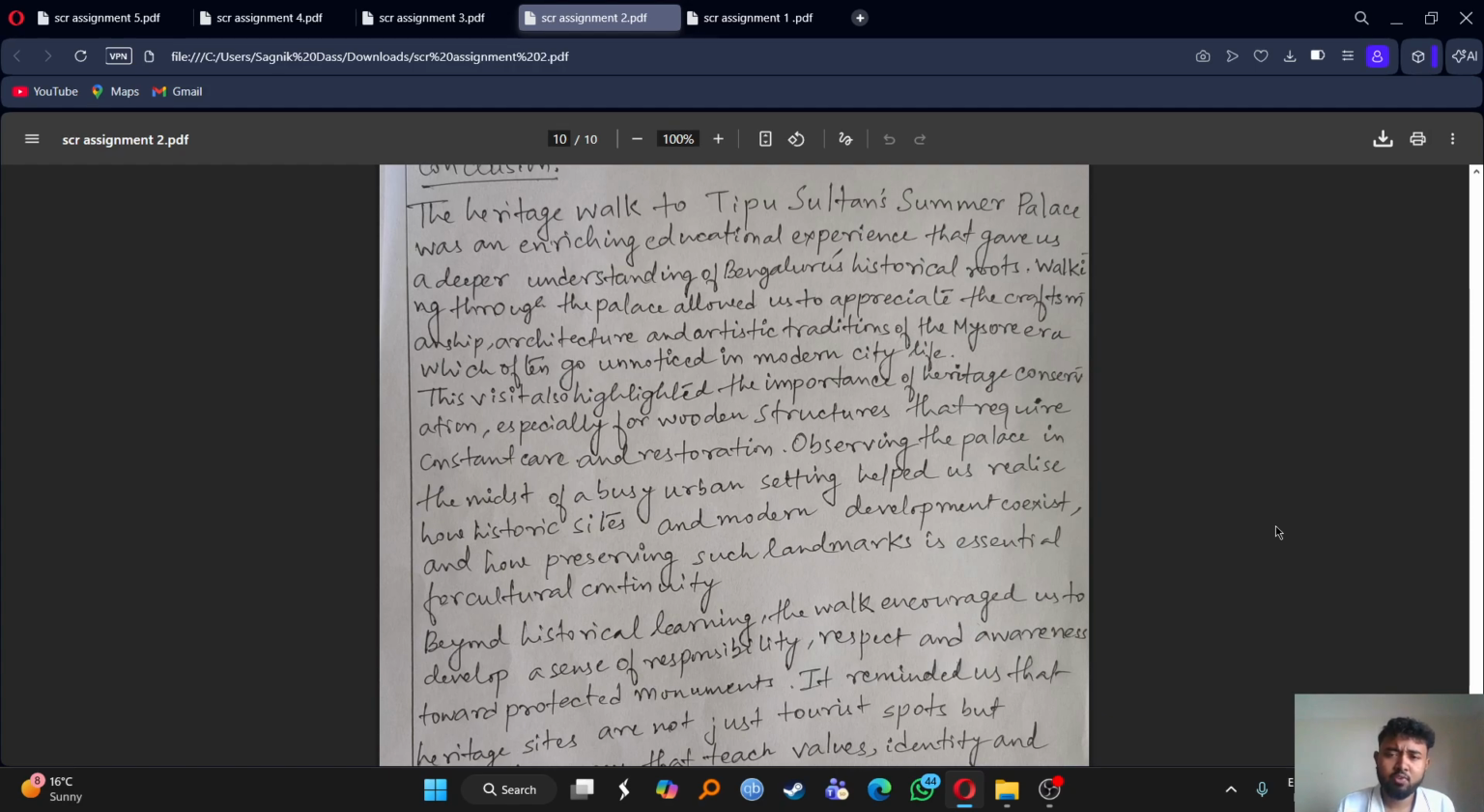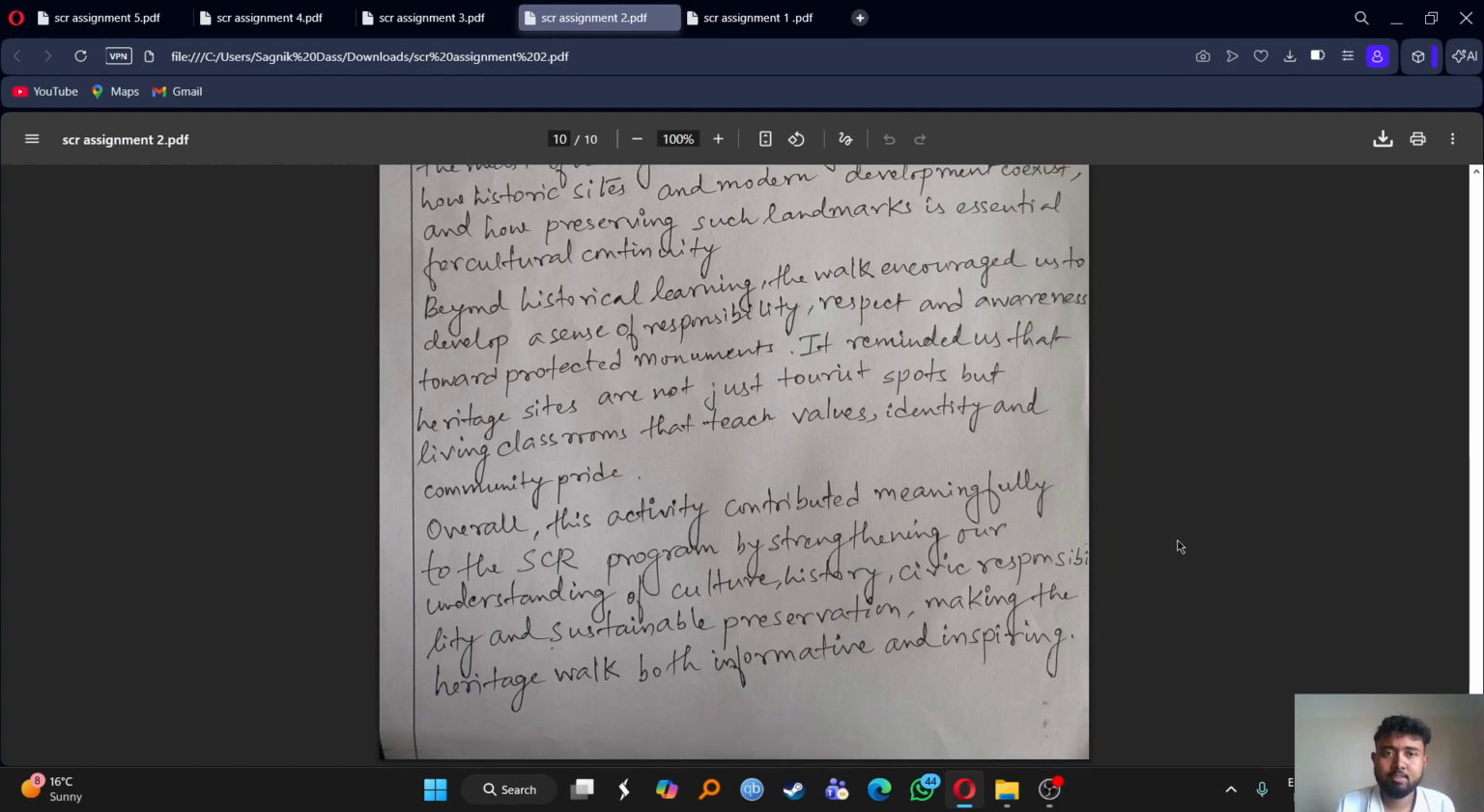The conclusion was that the heritage work was very good. We got to learn many things related to Tipu Sultan's administration and his favorite things that have been placed in the summer palace. Apart from that, we roamed around the KR market. At KR market, we got to know many things about the place, how the place evolved with time around the palace. Okay, thank you. As per the assignment, module 2 has also been covered.